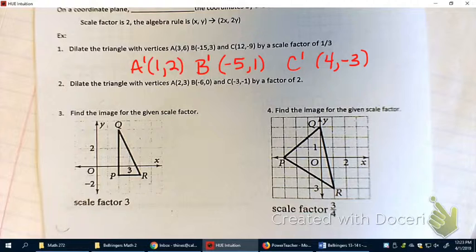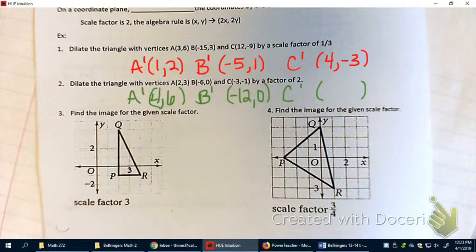So try number 2 by yourself. Okay, so what do you guys get for A prime? 4, 6, because I'm multiplying by 2, right? Ray, what did you get for B prime? Okay. Dakota, what did you get for B prime? Negative 12, 0. Because all you're doing is multiplying by 2 because it says scale factor is 2. Logan, what did you get for C prime? Negative 6, negative 2. Good.